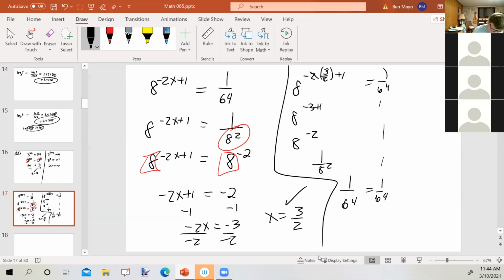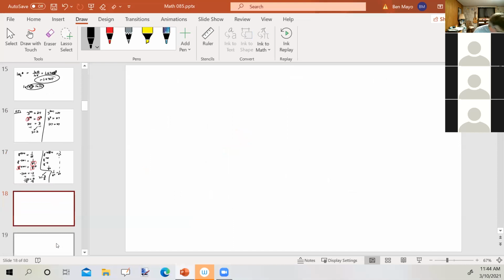Okay. Now, let's say we've got this situation. 7 to the x power equals 12. Well, now we've got a problem because I don't know about you, but I can't think of how to take 12 and write it as 7 to some power, or 7 and write it as 12 to some power. So getting the situation where we have the same base on each side doesn't seem feasible.